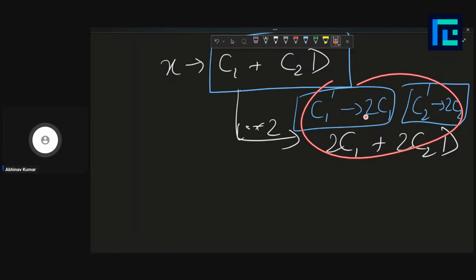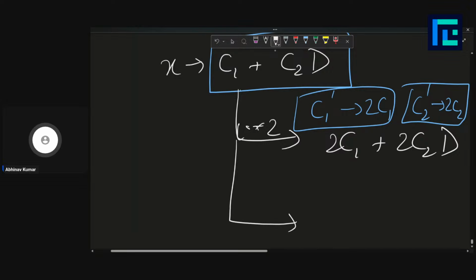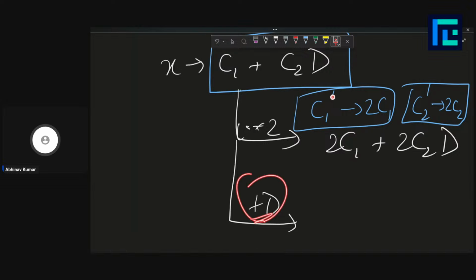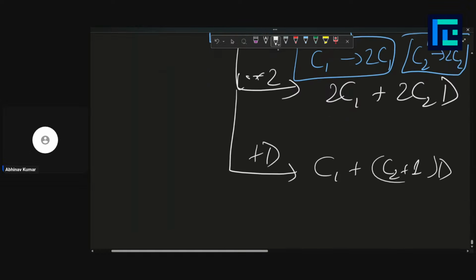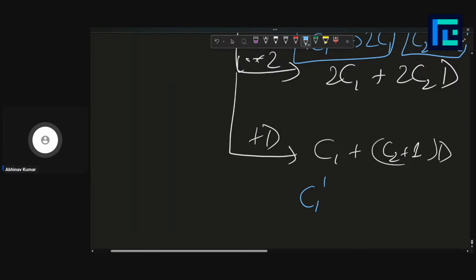If this thing is clear, then the other way to do that is a plus d. The other operation you have is a plus d. Whenever you do a plus d operation, from C1 plus C2 times d, you get C1 plus C2 plus 1 times d. So here you can say that your new C1 is the same as the old C1, but your new C2 is the old C2 plus 1.